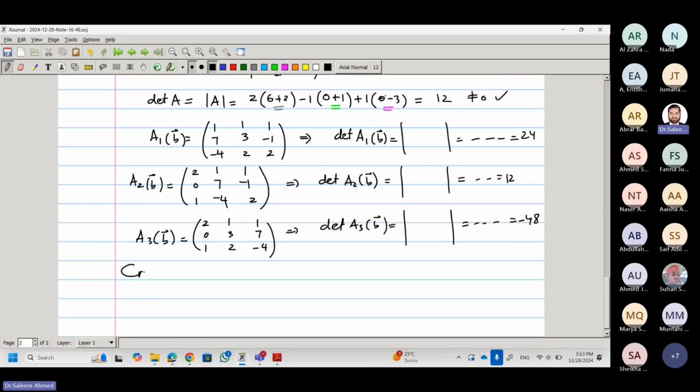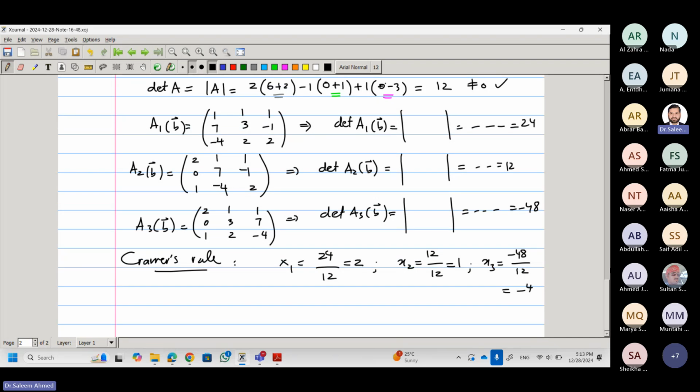So after that, Cramer's rule says that, therefore by Cramer's rule, I can write my x1 as the determinant of A1B divided by the determinant of A. So this is 2. X2 will be determinant of A2B divided by determinant of A. So it's 1. And X3 is determinant of A3B divided by 12. So that is minus 4. So 2, 1, minus 4 is the answer. And you can check this as well. It's optional, but you can check your answer.